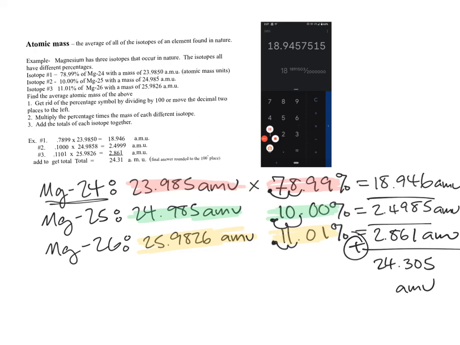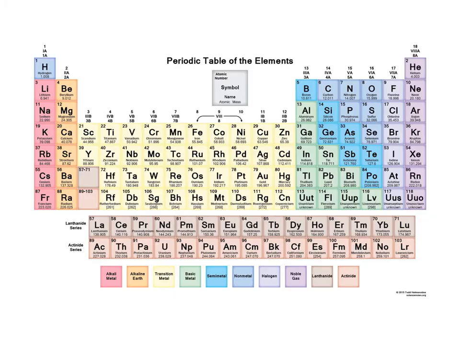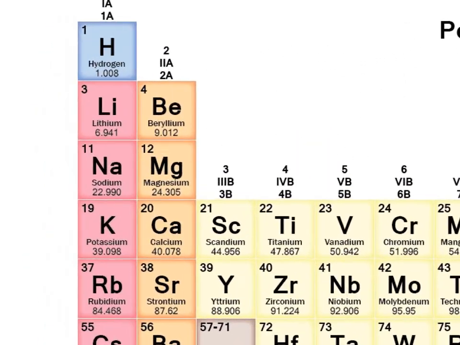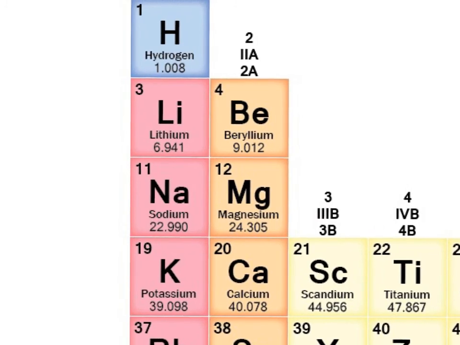Now let's check and see if that's consistent with the periodic table. If we go look at magnesium, element number 12, you can see our final result, 24.305. It does match what's on the table.